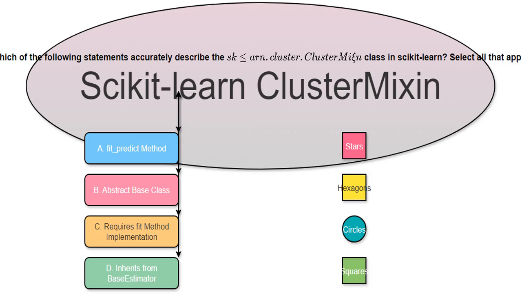I see this as the core concept. It's a Mixin class in Sklearn, a popular Python library for machine learning. Think of it as a blueprint for clustering algorithms. It provides standard methods and behaviors, ensuring that all clustering algorithms in Sklearn work consistently. It's not something you use directly. Instead, other clustering algorithms, like k-means or DBSCAN, inherit from it to get its useful features.